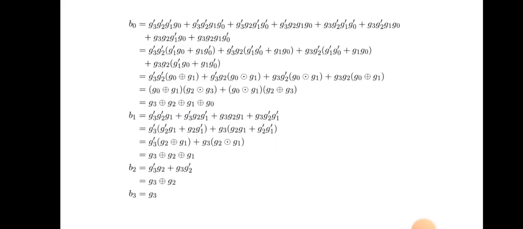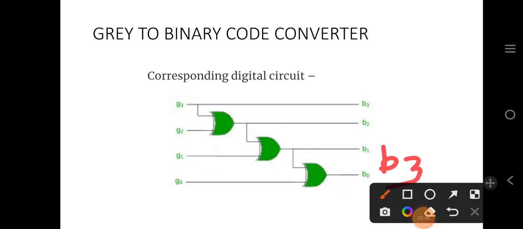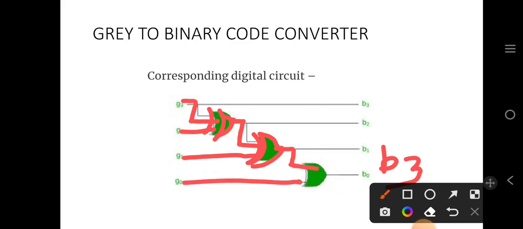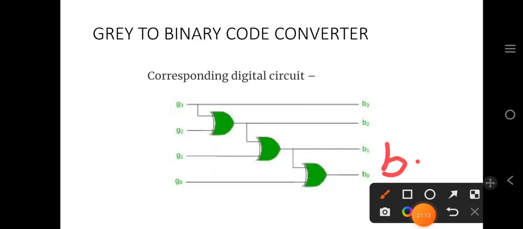Then the last one is B0, that is G3 XOR G2 XOR G1 XOR G0. So B0 is nothing but the XOR of all the input bits. So one by one we have to take. First we will take these two inputs, take the XOR output. Then we will add again one input, give it to the XOR gate. Then the last bit is taken as input for the XOR gate and the output is taken as the final B0. So this is the final output of B0.